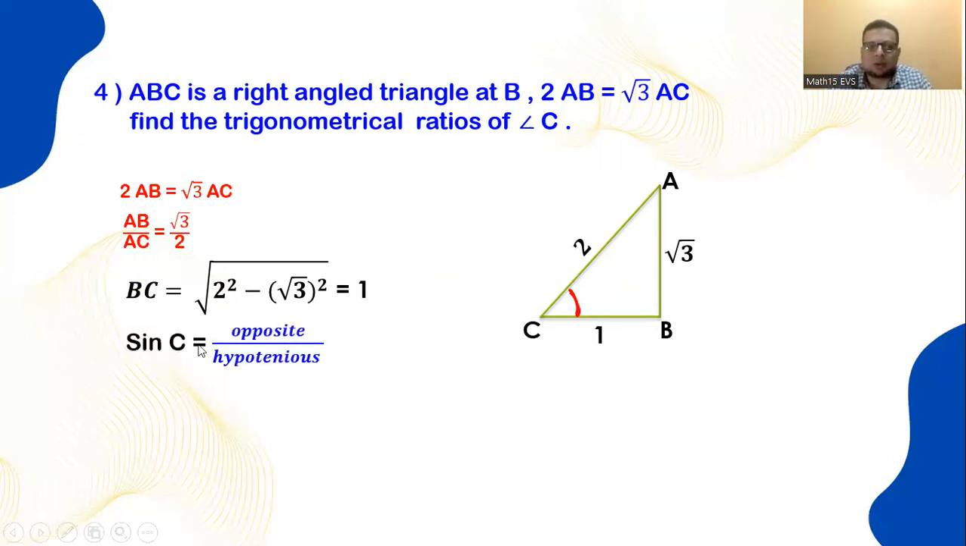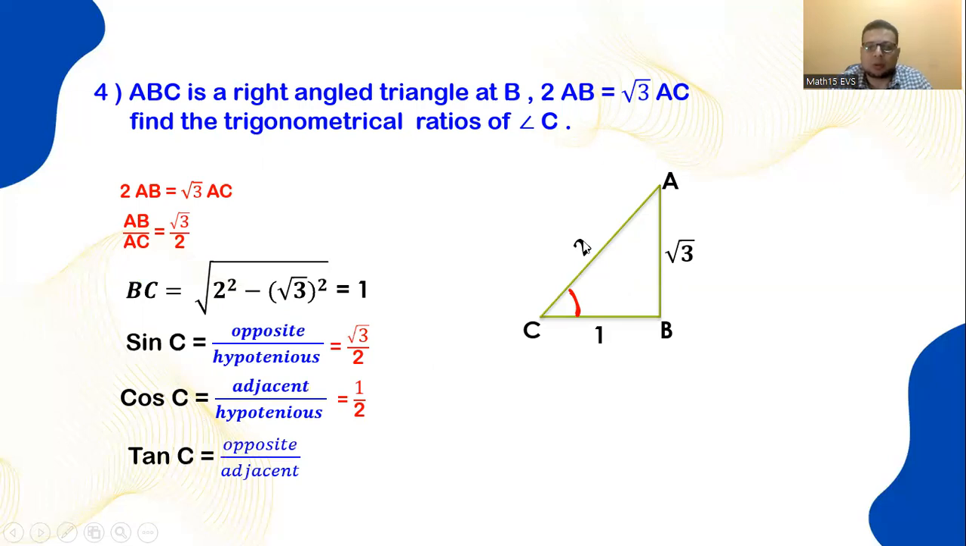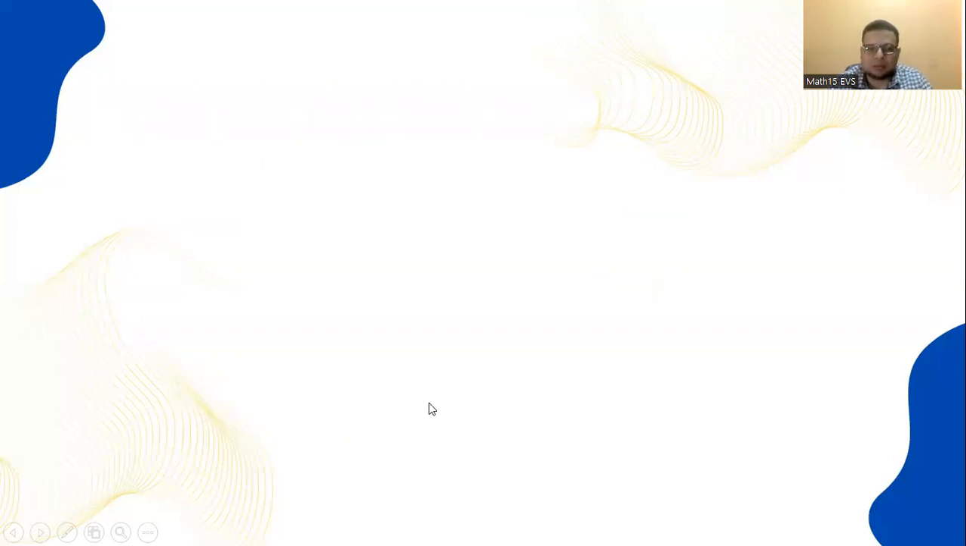So sine C, remember, opposite over hypotenuse, so root 3 over 2. Cosine C is adjacent over hypotenuse, 1 over 2. Tan C equals opposite over adjacent, root 3 over 1.